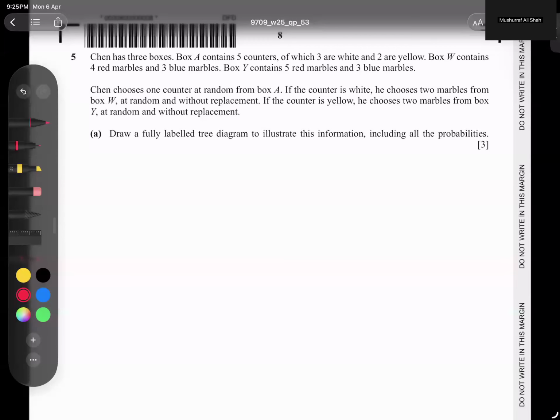Question number 5, what a question we have. Chen has 3 boxes. Box A has 5 counters, 3 white and 2 yellow. Let me put a box here so I can check easily. Box W contains 4 red and 3 blue. And then he said box Y contains 5 red and 3 blue. Further, Chen chooses one counter from box A.